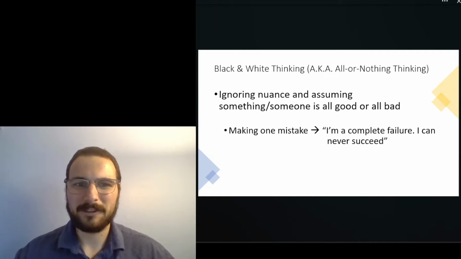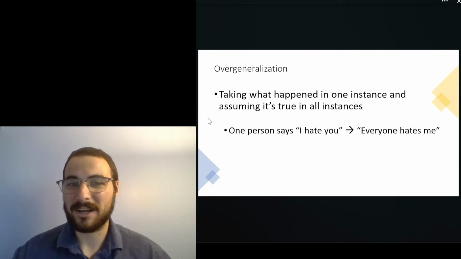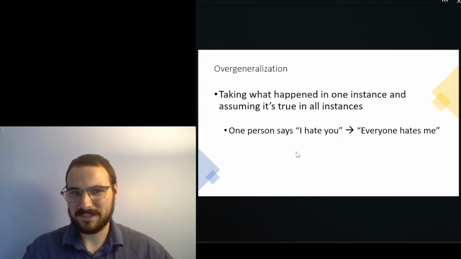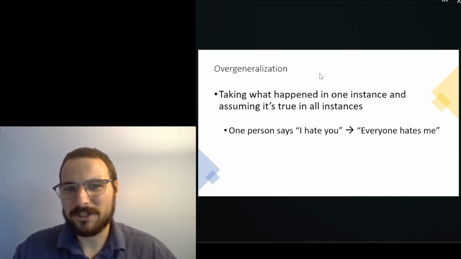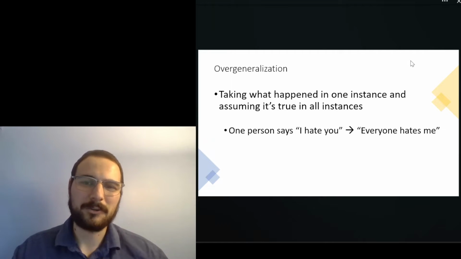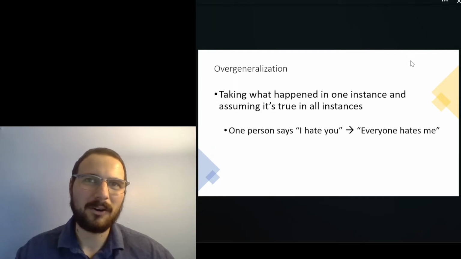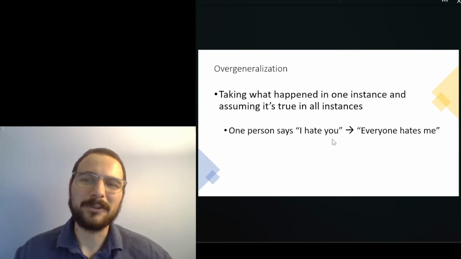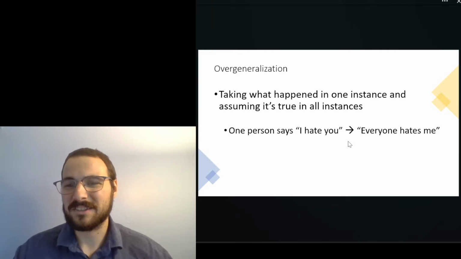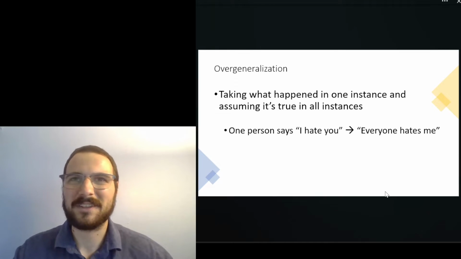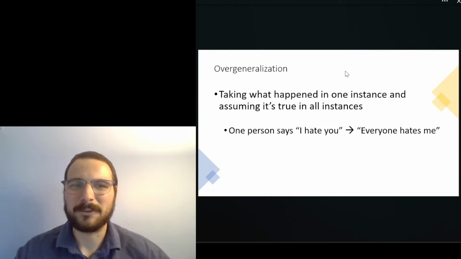Another example of a thought distortion or cognitive distortion or thinking trap is overgeneralization. And basically what overgeneralization is, is taking what happened in one instance and assuming that it's true in all instances or across all people, for example. So if one person says, I hate you, which sometimes happens, then you might assume, okay, everyone hates me, like everyone on the planet, you might start thinking that, no one loves me, everyone hates me, right?